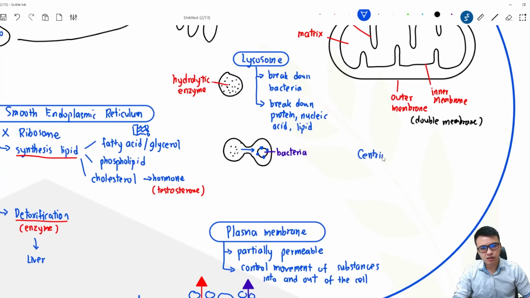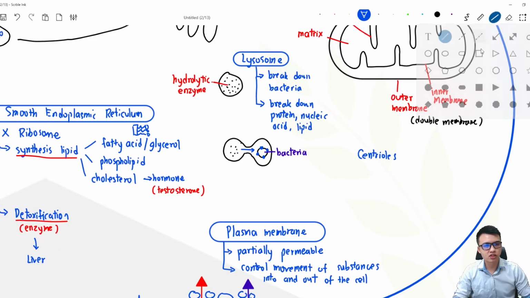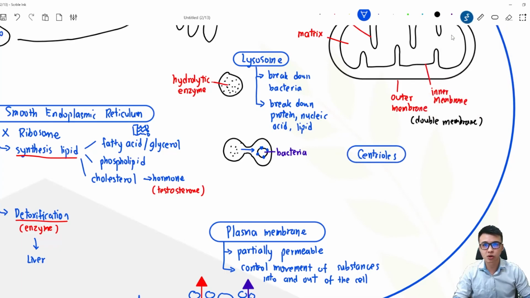Centrioles. There's one thing that you need to know about the centriole: it can only be found in the animal cell. You cannot find centrioles in the plant cell. Okay, remember that. Now, a centriole looks like a chopstick. This chopstick has a 9x3 structure. So it has 9 sets of microtubules, and each set consists of 3 microtubules.